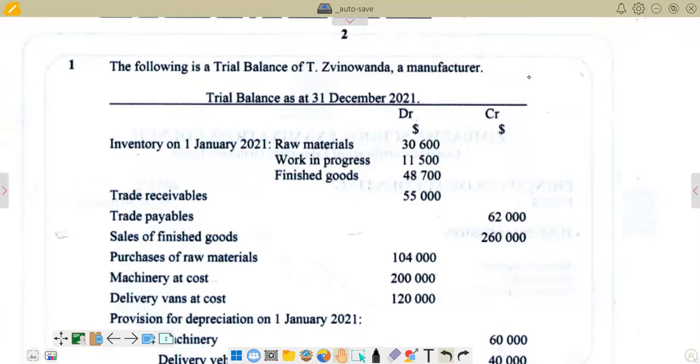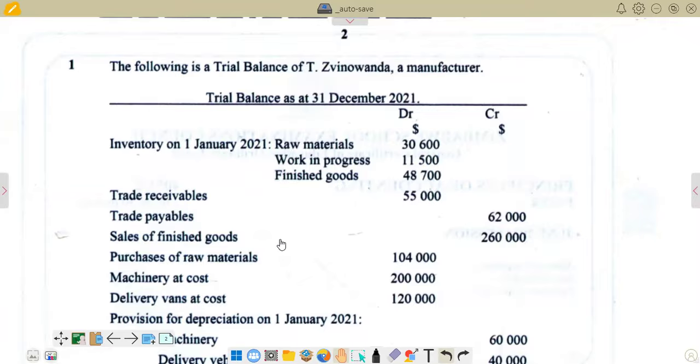Zimsec. We are going to look at a recent question paper of June 2024. This is the first question on that question paper. This question one is on the preparation of the income statement and also the manufacturing account. It reads: the following is a trial balance of T. Nowonder, the manufacturer. Trial balance as at 31 December 2021.